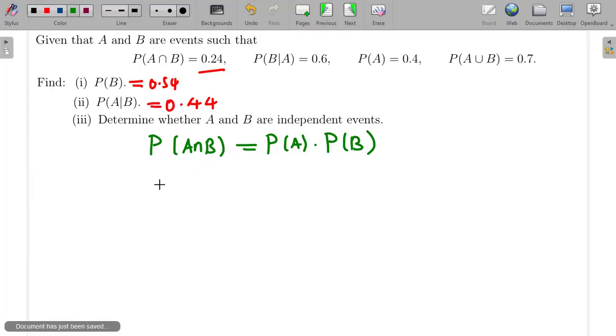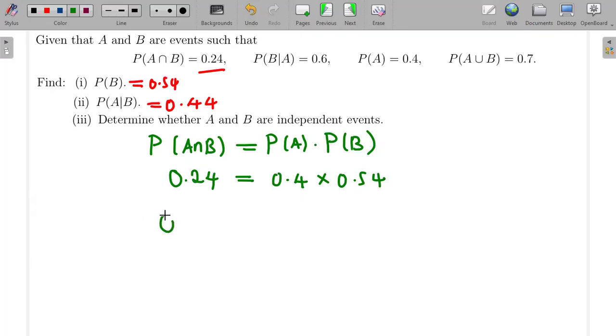Okay, so what is the probability of A intersection B? It is 0.24. This should be equal to the probability of A, 0.4, multiplied by the probability of B, 0.54. So here I still have 0.24. Is this equal to the product that I'm going to get there? Okay, so the product here is 0.4 multiplied by 0.54.